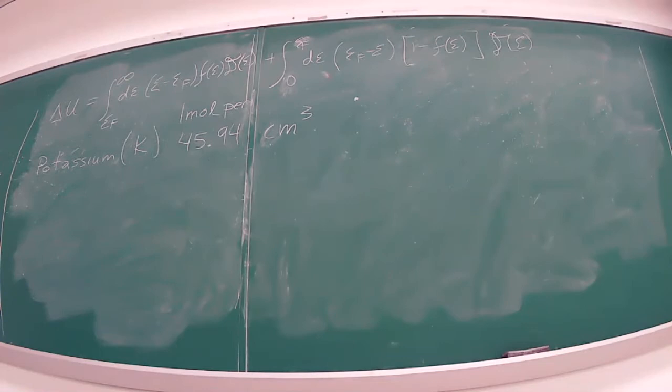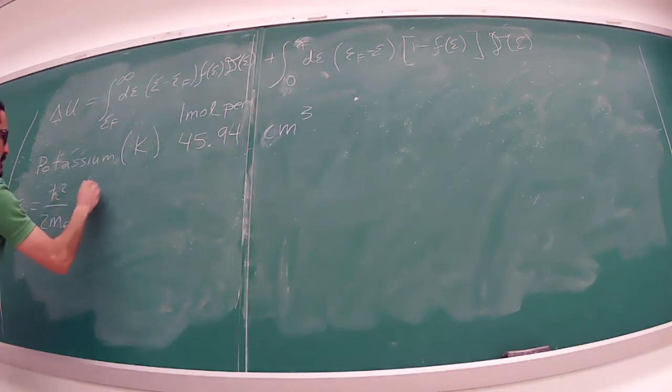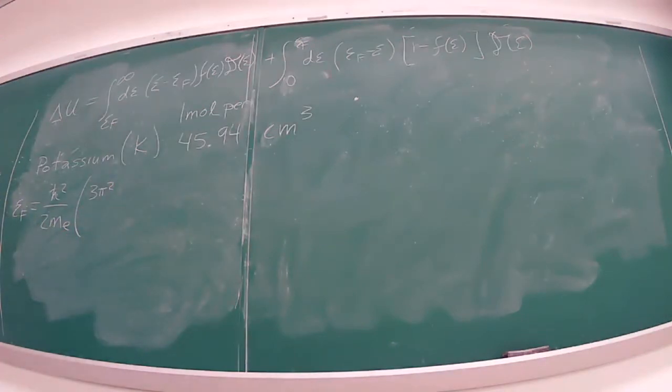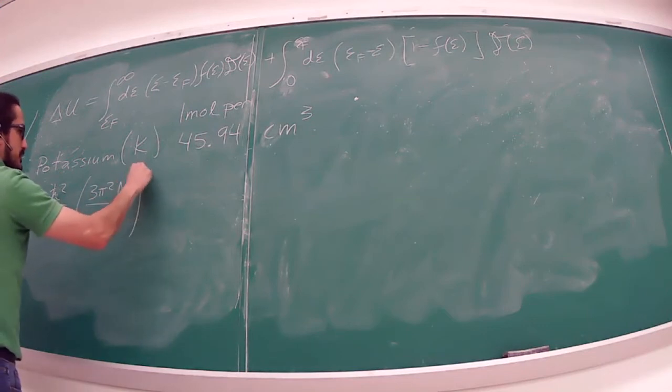we can calculate the Fermi energy of potassium. So it's going to be h bar squared divided by 2m. What is the mass that we're looking at here? If we want to get the Fermi energy of the free electron gas, potassium, what is this mass? Is it the mass of the electron? Awesome. Yes, the mass of the electron. And then in here we have 3 pi squared n divided by V, to the 2/3.